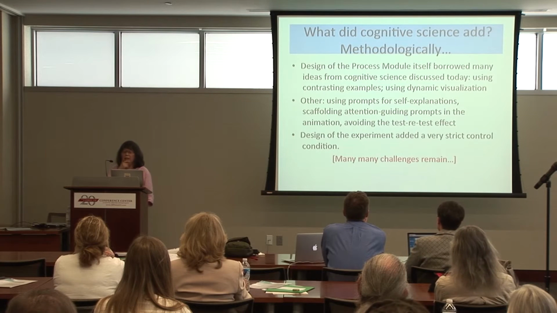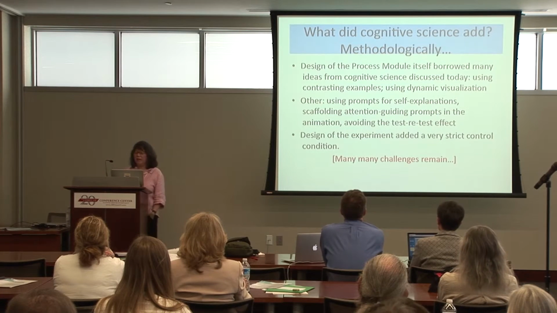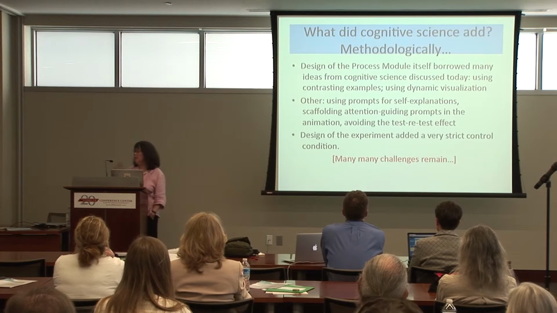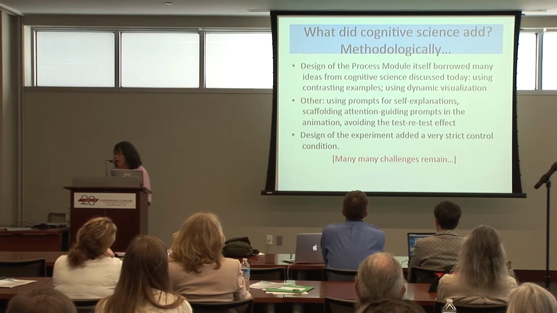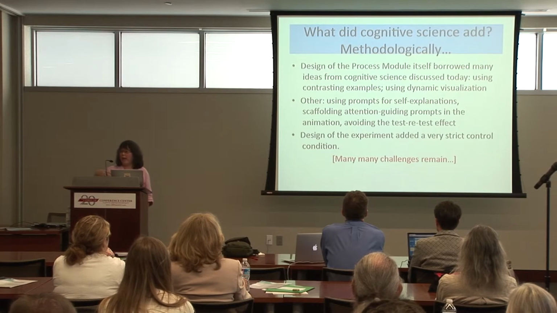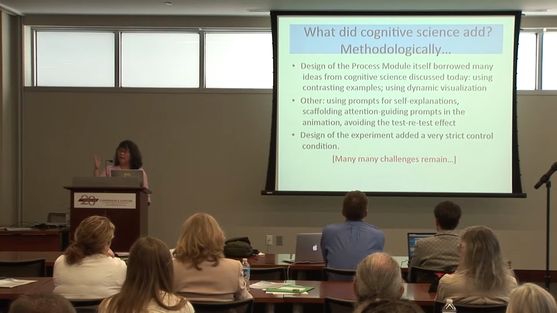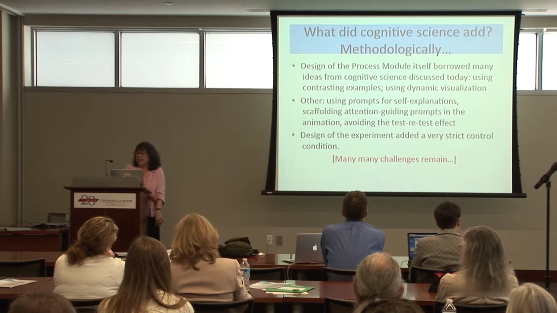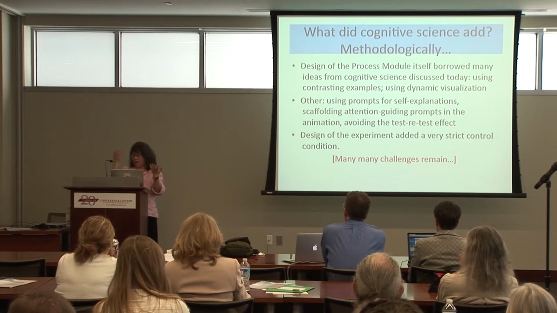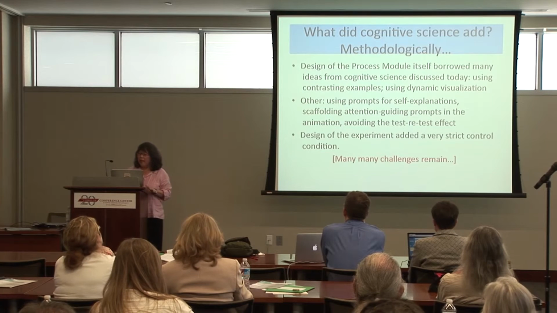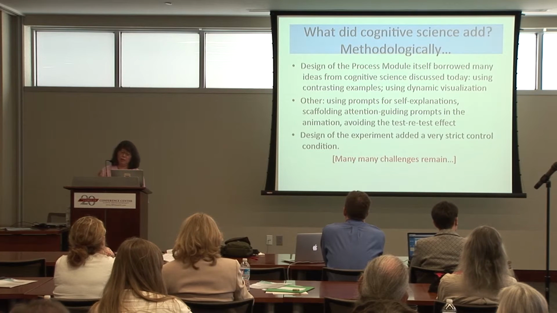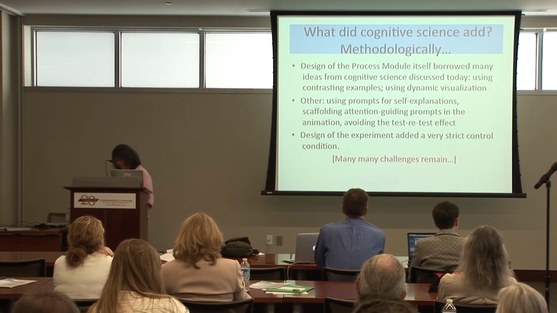What did cognitive science add methodologically? Well, that's pretty obvious. We borrowed many ideas from cognitive science. We used contrasting examples. We used dynamic visualization. We used prompts for explanations. We used scaffolding to guide attention in the animation, because with animation, unless you guide them, they just look randomly. It turns out that didn't matter very much. Chris mentioned that either kind of prompt was good as long as you prompt them to think about it. And we designed the experiment with a very strict control condition. There are many challenges that remain, and I won't tell you the most important one unless you ask. Okay. Thank you.